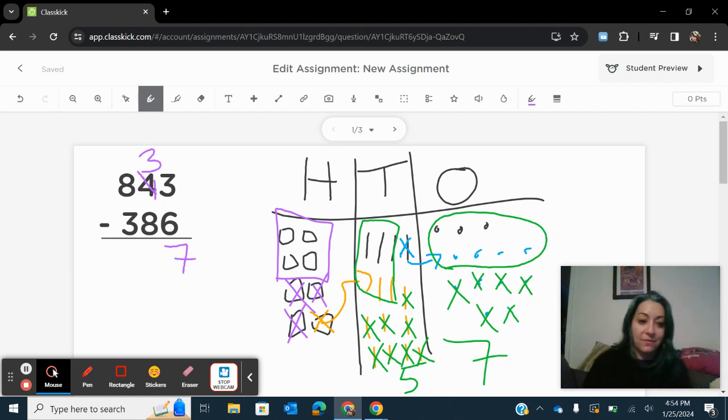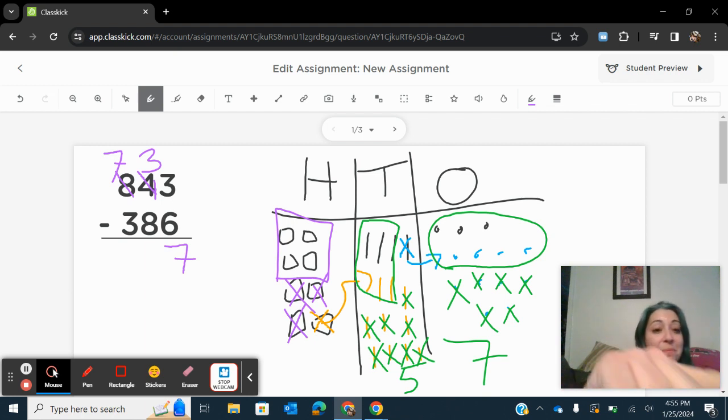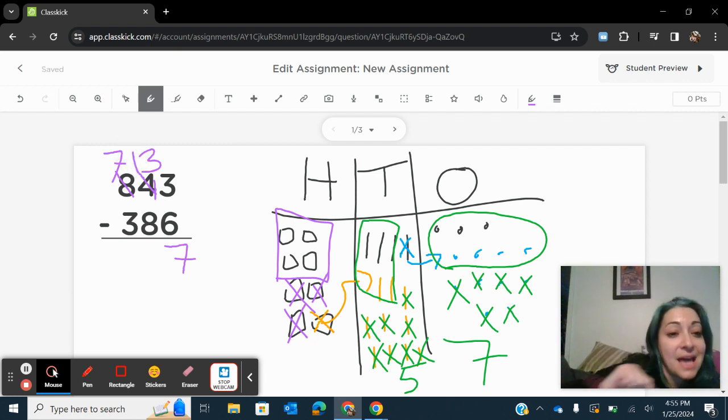Boom. Let's go over here. I have 3 tens. I want to take away 8 tens. Oh no, I don't have enough tens. So I need to go to the bank of the hundreds, just like we did over here. I'm going to change in 100 for 10 tens. So that 800 becomes 700, and that 100 moves over here to the tens place, and now it becomes 10 tens.